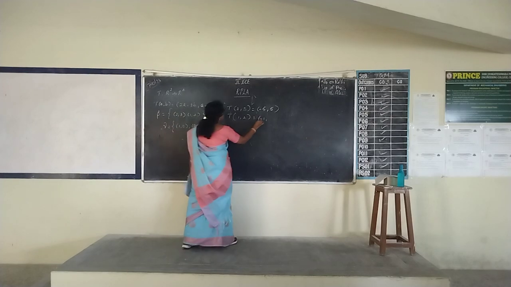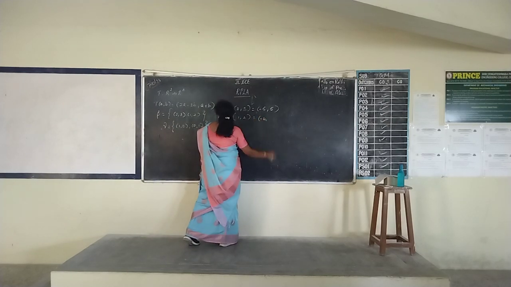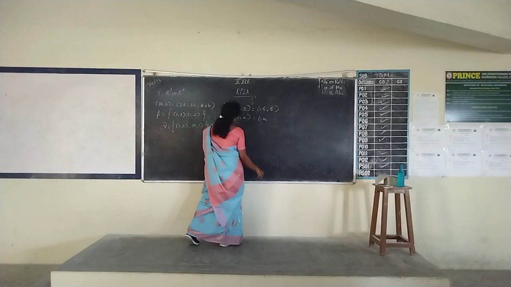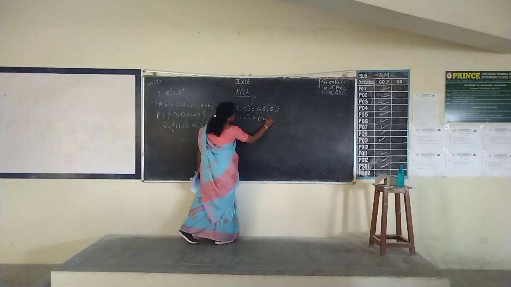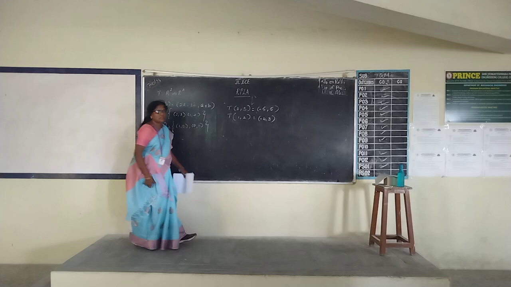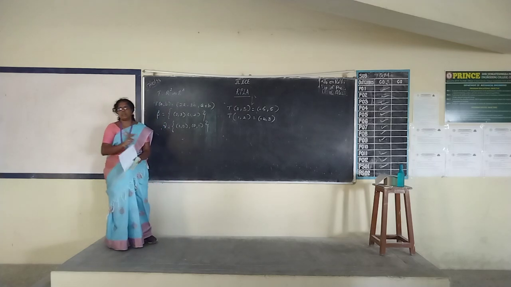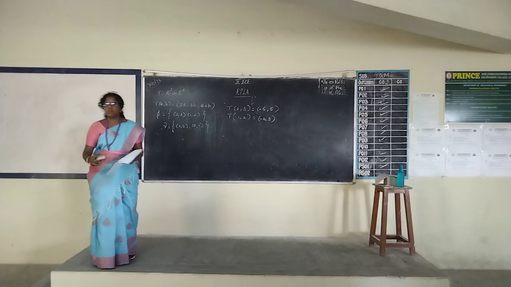Minus 4. Yes, so I assume it to be 1. So 2 minus 6. What is the second one? 3. Minus 4, 3. Okay. You got the transformation now. Tell me what is the next step we have to do?